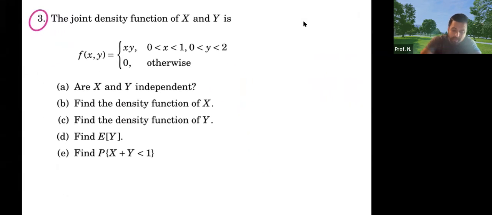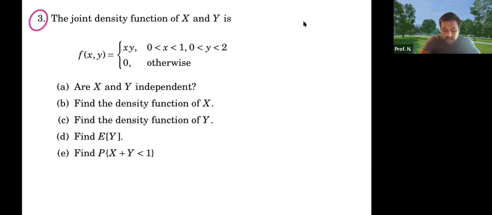Okay, so here we have a joint density function, f of x comma y equals xy when x is between 0 and 1, and when y is between 0 and 2, and 0 otherwise. So the first thing they ask is, are x and y independent?